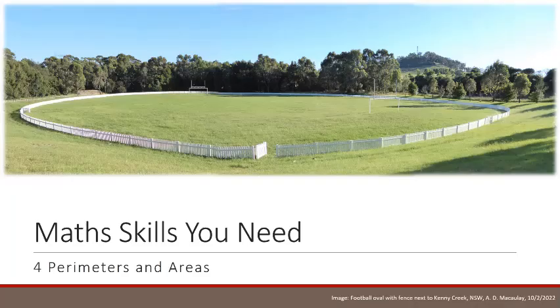So here you see a circular oval with a white picket fence all the way around. The distance of that fence is its perimeter, or we sometimes say circumference if we're dealing with a circle. And if you can imagine sitting on a ride-on mower and mowing all that grass, that's the area within the perimeter.